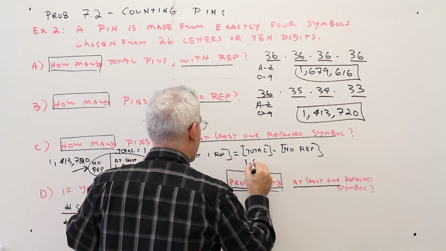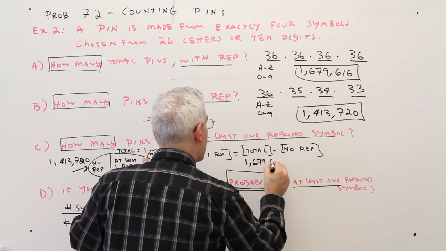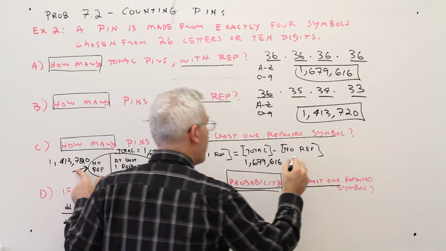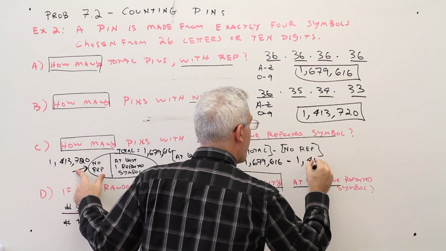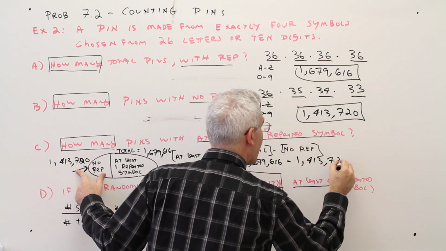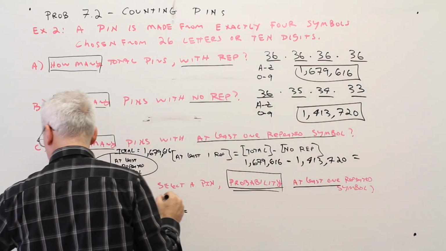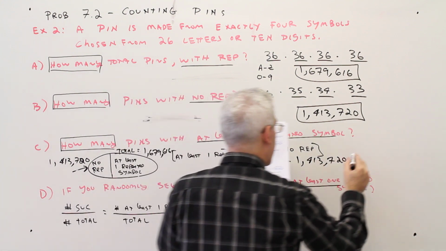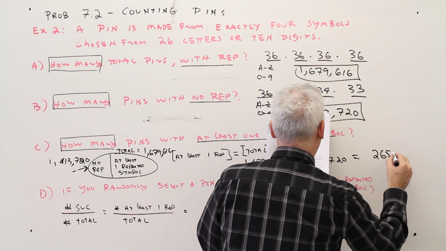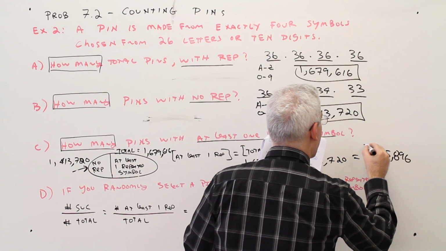Or in this case, 1,679,616 minus 1,413,720. And if we punch that out, we get 265,896.